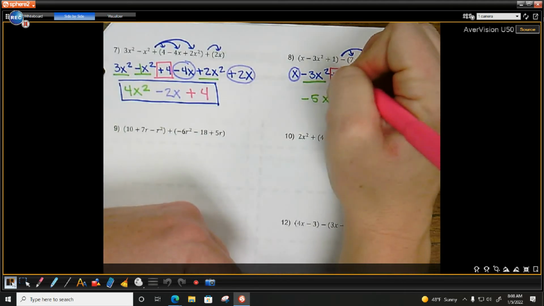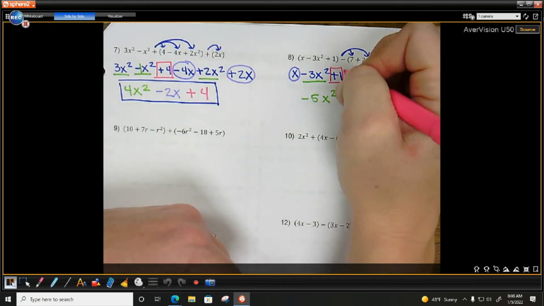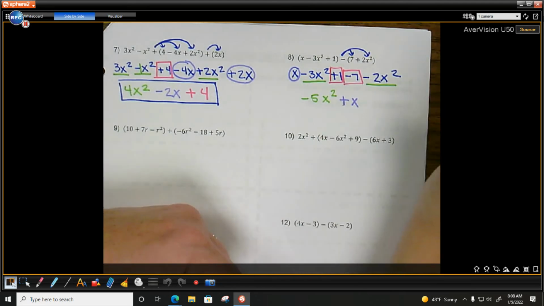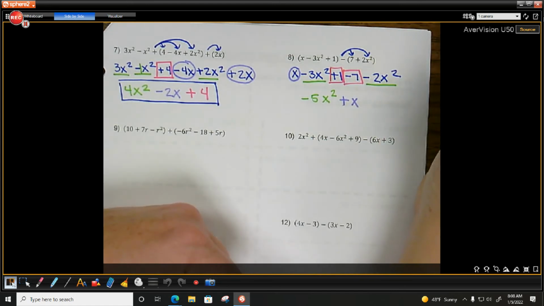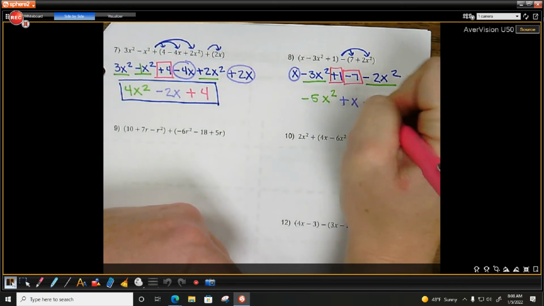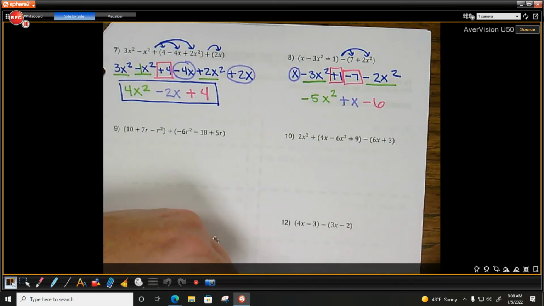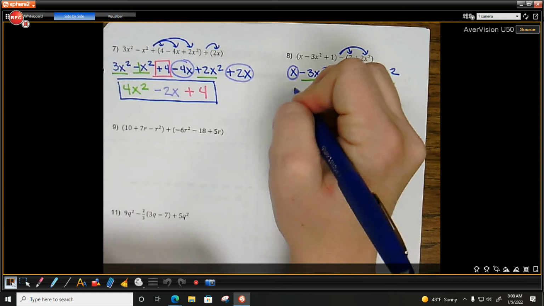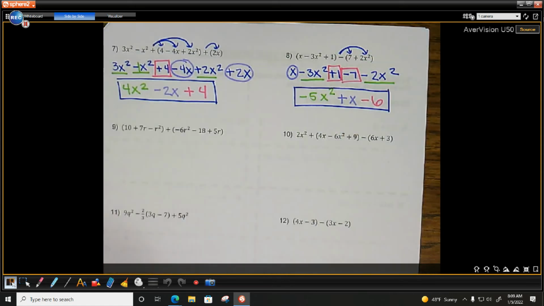Do I have another constant? Remember, what's a constant, guys? Number without a variable. Good job. What's positive 1 minus 7? Negative 6. Great job. Is that in the correct order? Yep. Do we think we can do the next one on our own? I will say it's just kind of in a weird order, but try it.